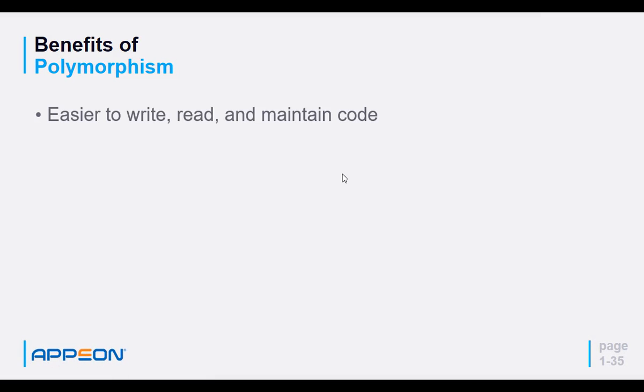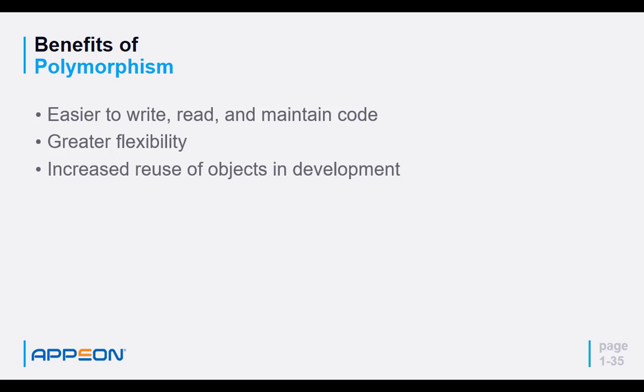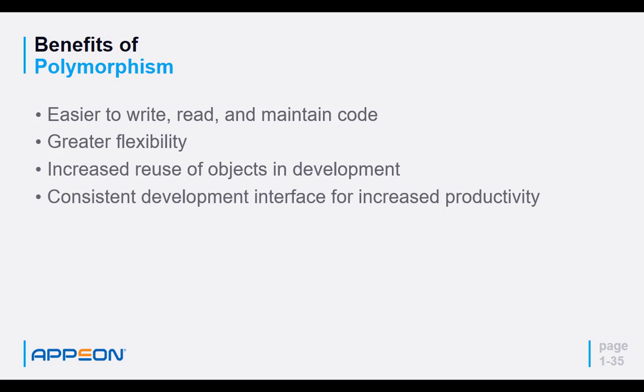It makes the code easier to write. You know that objects around you will all respond to some kind of request, and you have one place to maintain the code. So greater flexibility, increased reuse of objects within the development environment, and even when you're building application number 2, 3, and 4, for example, because you can use the objects that you built in application number 1, and then you don't have to recode them. You just keep on reusing them, even across different applications. And you have a nice consistent interface for increased productivity.